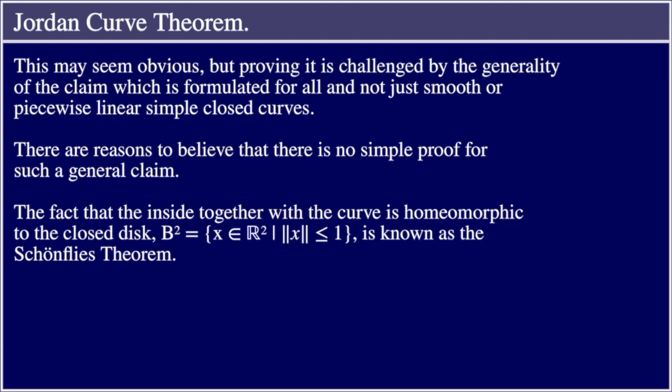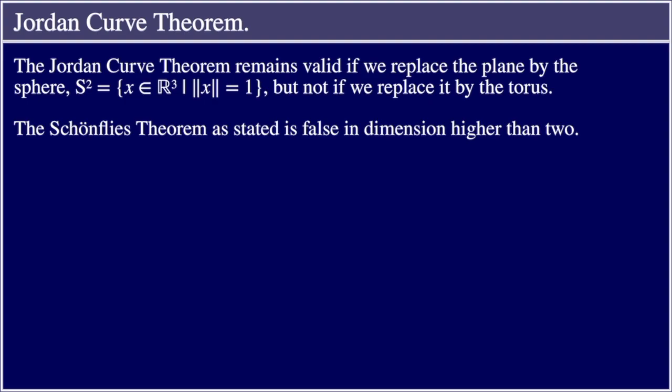the Schoenflies theorem. The Jordan curve theorem remains valid if we replace the plane by the sphere S2 equals the set of x a member of R3 such that the norm of x is equal to 1, but not if we replace it by the torus. The Schoenflies theorem, as stated, is false in dimensions higher than 2.